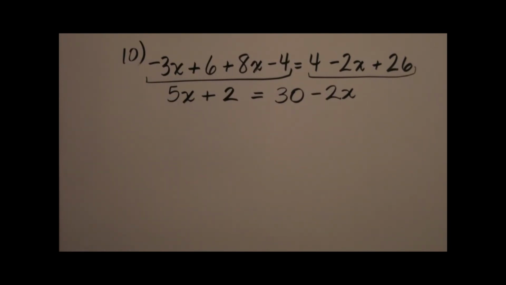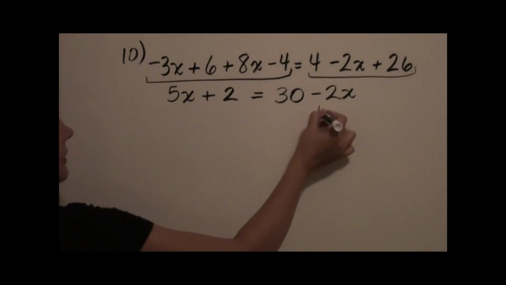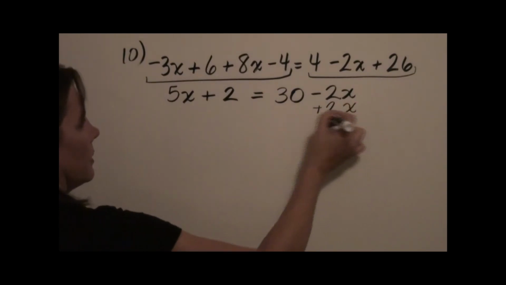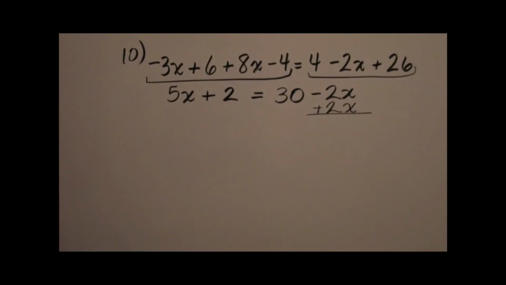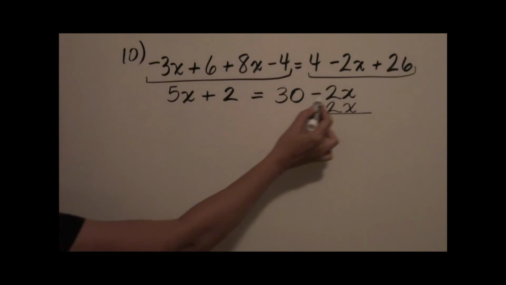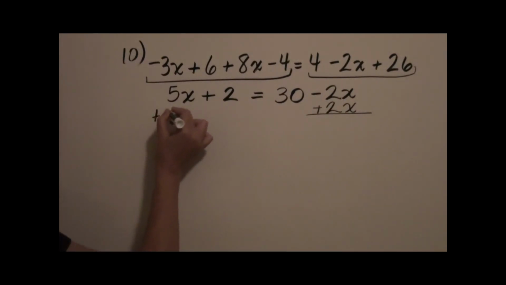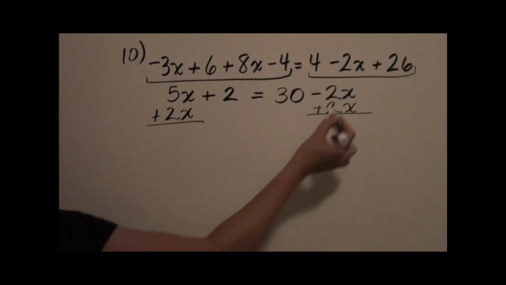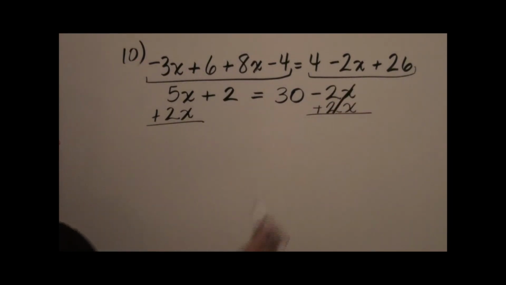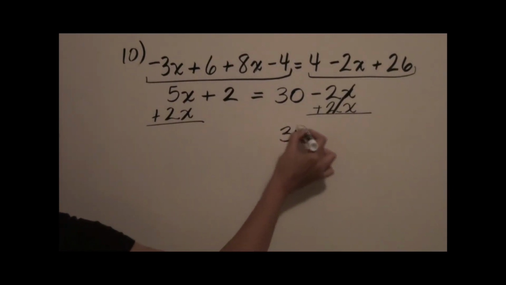Now, I'm down to one variable term, one constant term on each side. I think about where I want to take variables. If I take variables to the left, then that means I'm going to add 2x because I had minus 2x on the right side, and I add 2x on the left side. Negative 2x plus 2x combines to give me 0, so those cancel out. I'm left with positive 30.